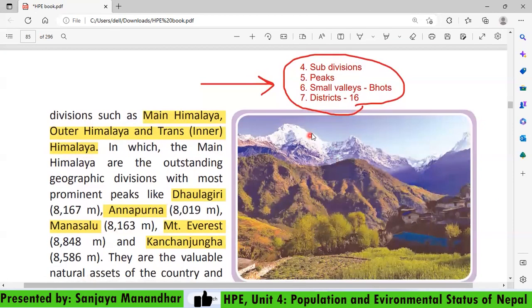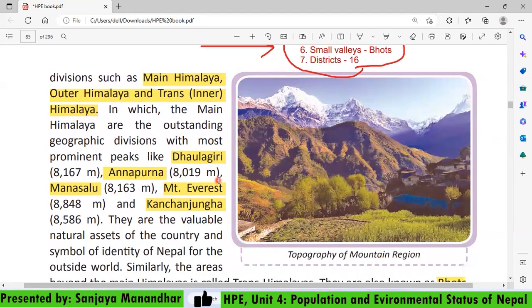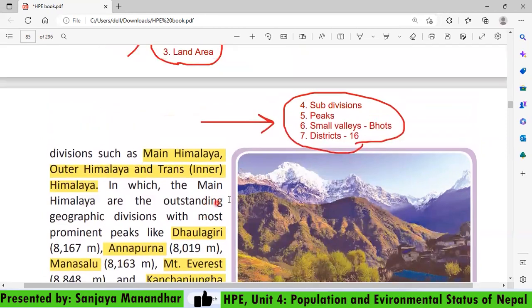Okay, so next, five number I have written here is peaks. What types of mountain peaks are there, especially in main Himalayas? Mountain peaks like Dhaulagiri, Annapurna, Manaslu, Mount Everest, Kanchanjunga, they are there. You can write 3-4 mountains.